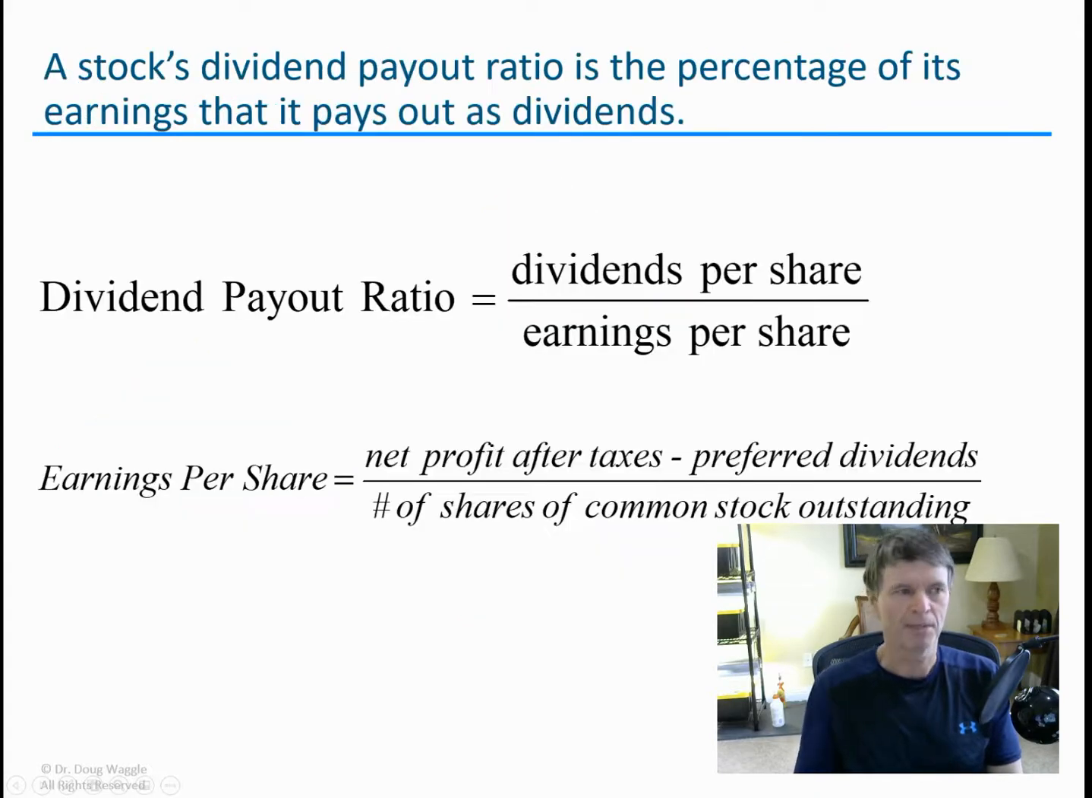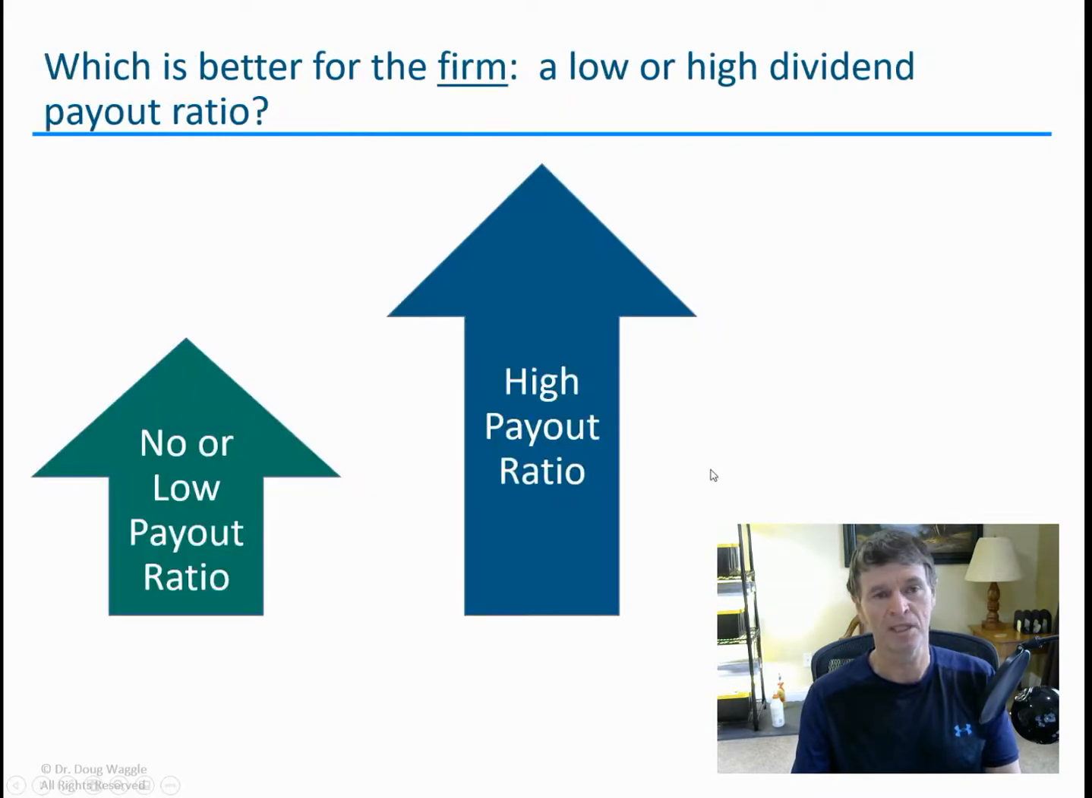Okay, so back up here. Dividend payout ratio: what percentage of our earnings are we paying out as dividends? Are we paying out a lot of our earnings as dividends? Are we keeping those earnings and putting them back in the firm? So for the firm, which is better, paying out very little of their earnings as dividends or paying out a lot of their earnings as dividends? And this is one of those trick questions.